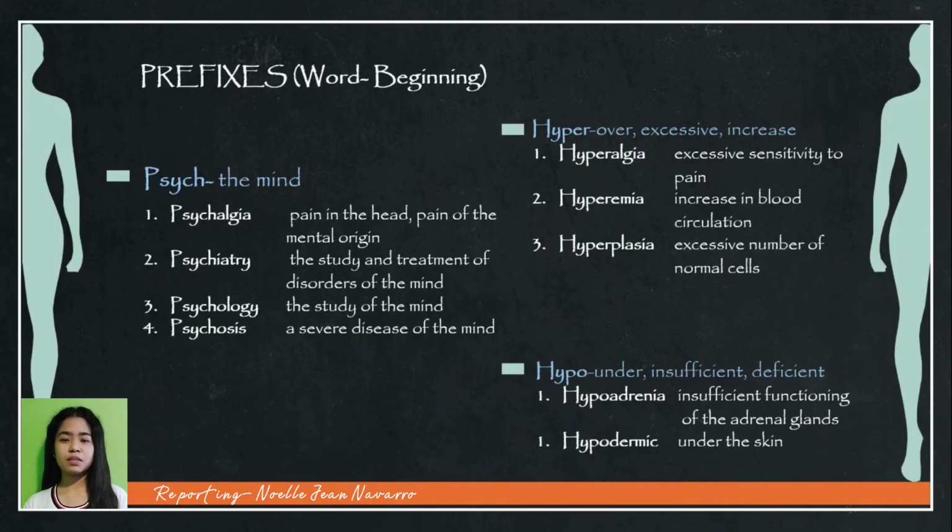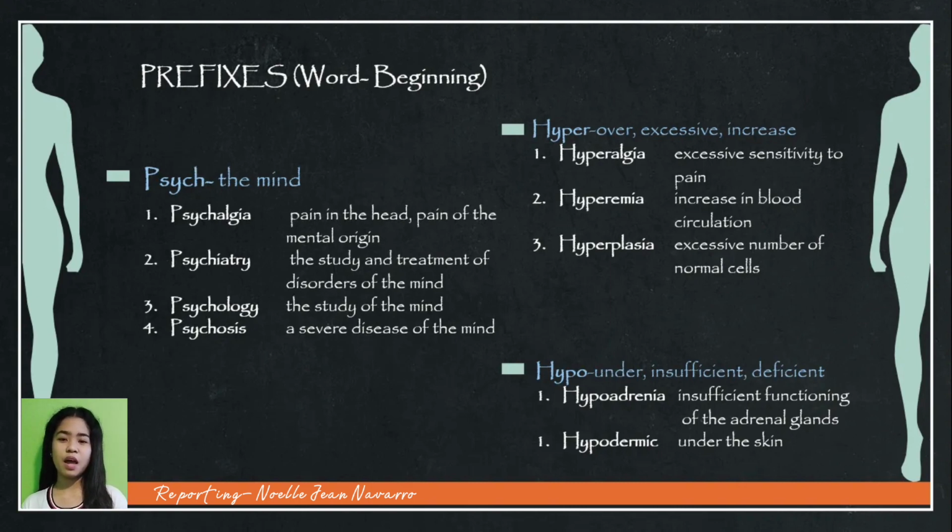So we tackle about the prefixes, which are letters added at the beginning of the word. Here are the words that start with the prefix psych or the mind. These are words that are connected with the mind. First is psychalgia. Algia is the word indicating pain, or the pain in the head. Second is psychiatry, the study and treatment of disorders of the mind. Third is psychology, the study of the mind. Fourth is psychosis. Osis means condition, a severe disease of the mind.